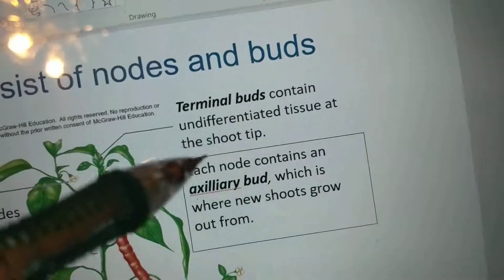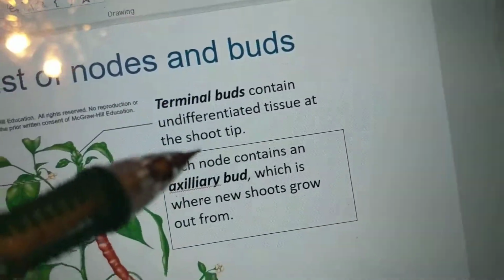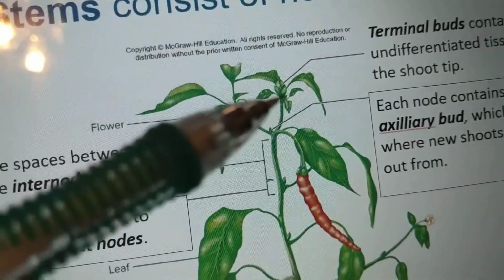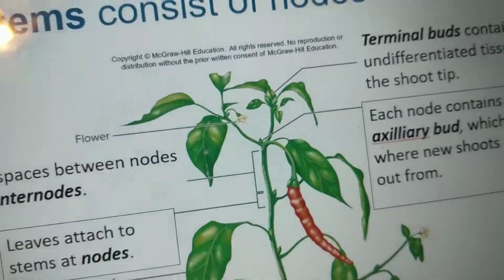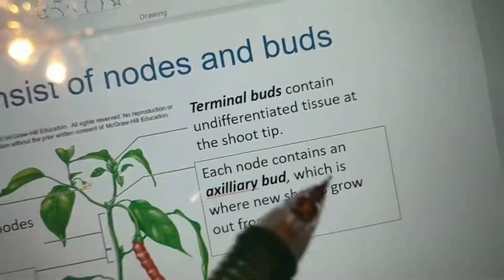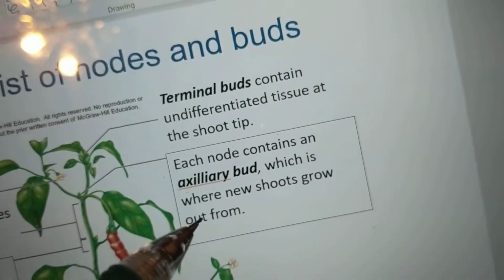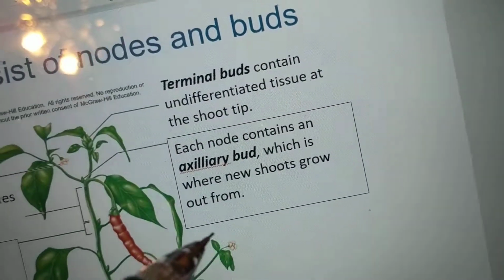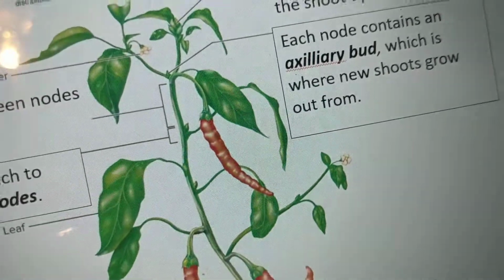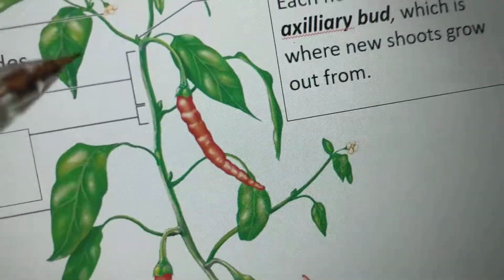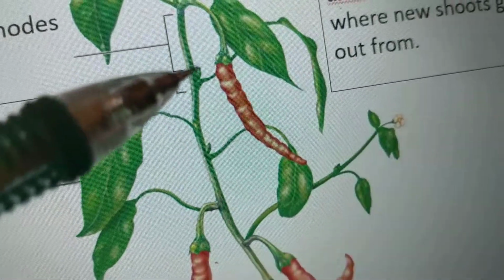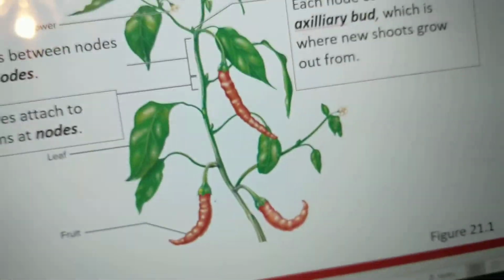Terminal buds contain undifferentiated tissue at the shoot tip. Terminal buds are where the stem stops growing. That's where the meristem is. It's ready to grow taller, since plants never stop growing. Each node contains an axillary bud where a new shoot grows out. Alright? And they're always above where the leaf attaches to the stem right here. These are axillary buds.